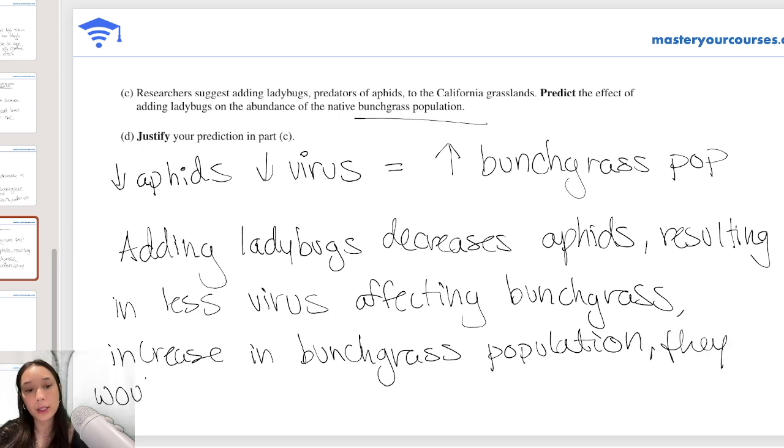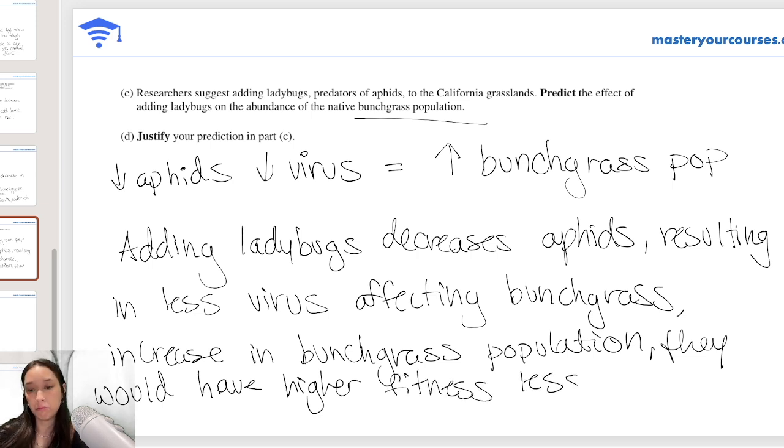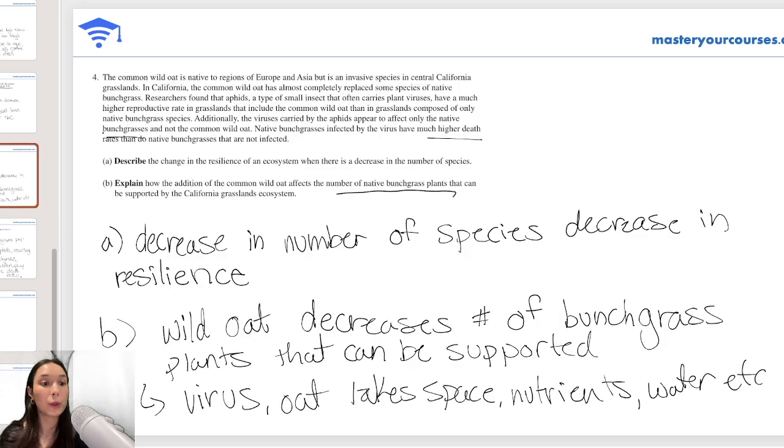Again, I'm just adding on to this. I don't know what the answer guide is. They would have higher fitness, or basically less death rates. Okay, so that is actually just all for this one as well. So I feel like number 4 was pretty straightforward as well. We'll move on to number 5.